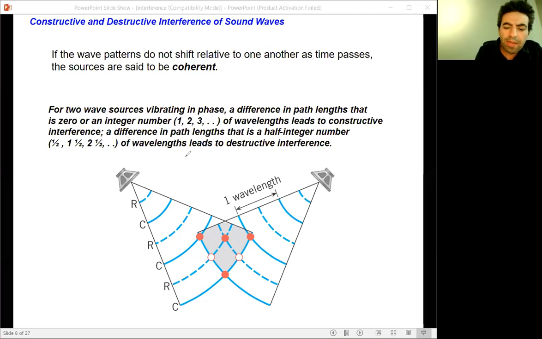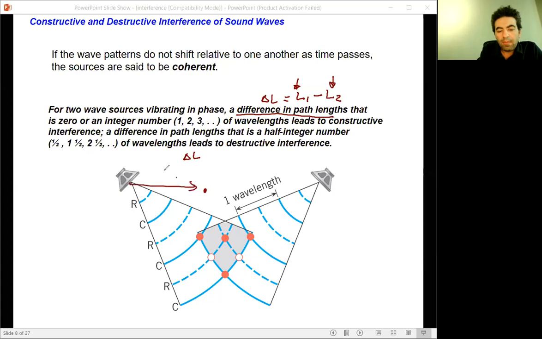I say the difference in path length, which is described as L1 minus L2. This is the path length from source 1 to the location at which I want to calculate the interference, and this is from source 2 to that location. So if I had a point here, this would be L1, and this would be L2. If I had a point here, this would be L1, and this would be L2.